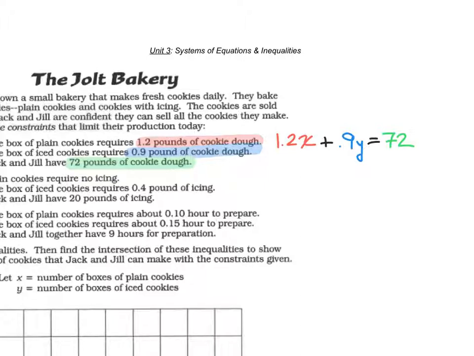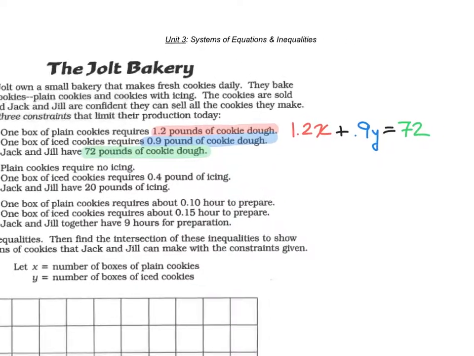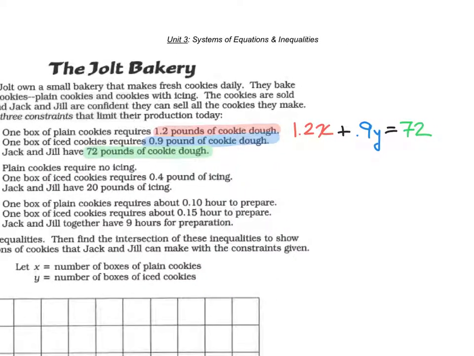For the second scenario, it's saying that plain cookies get no icing, so I'm not concerned with that. The iced cookies need 0.4 pounds, so 0.4y. How do you know if it's x or y? Oh, it says it. They don't always give us that, but in this case they did. All right, so we have that information.